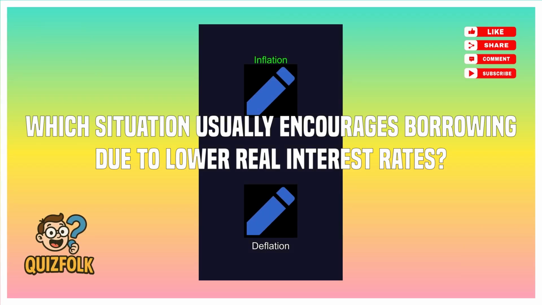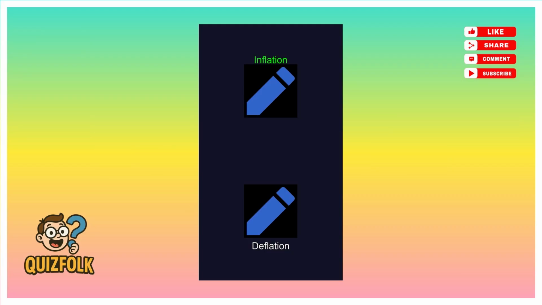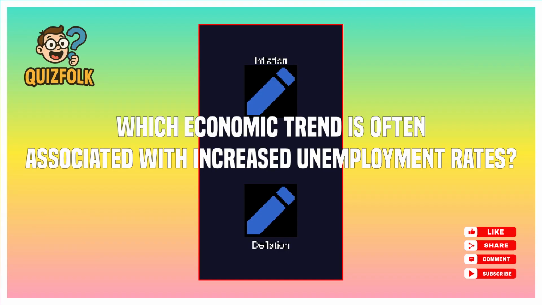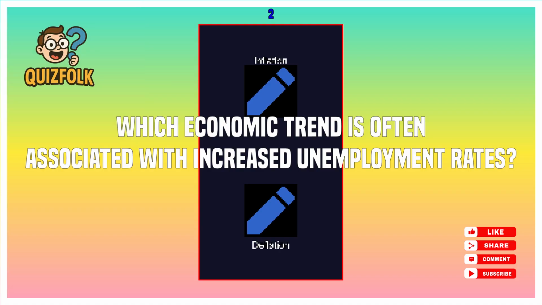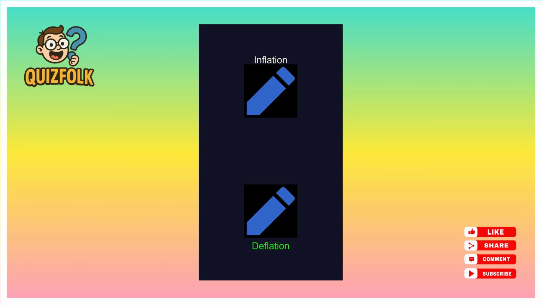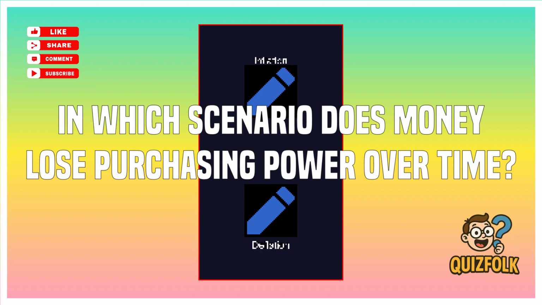Inflation. Which economic trend is often associated with increased unemployment rates? Deflation. In which scenario does money lose purchasing power over time?